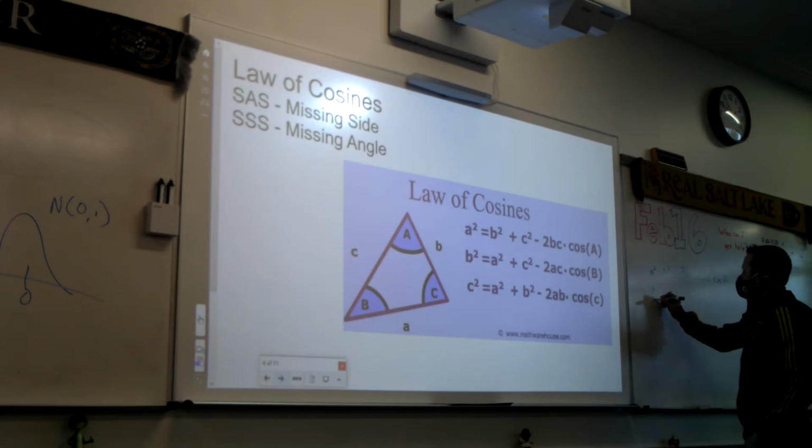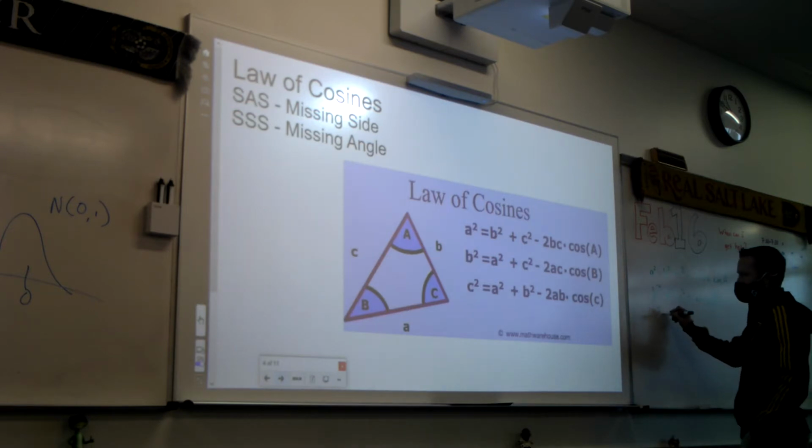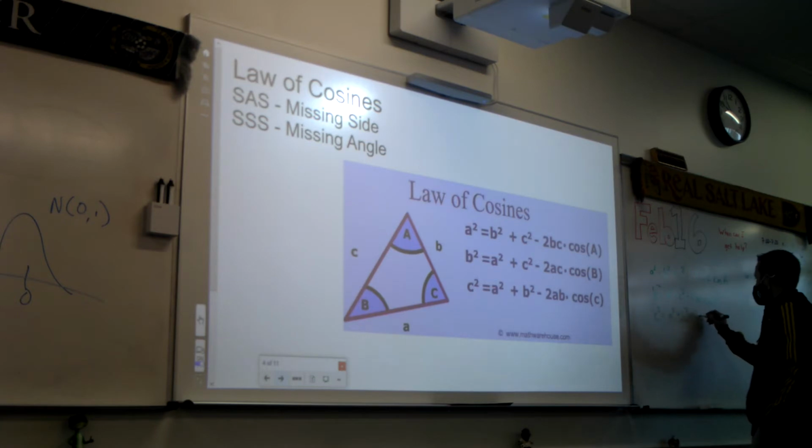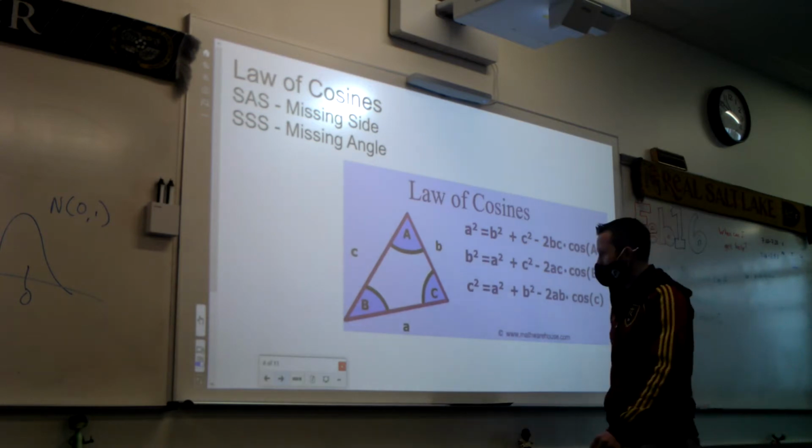Okay? Do you need to memorize these formulas? The answer is no, you do not. It doesn't look that hard to remember. You're probably going to memorize it just by using it enough. You'll be like, oh, I got it. But you are allowed to use your notes on the quizzes and tests, okay?